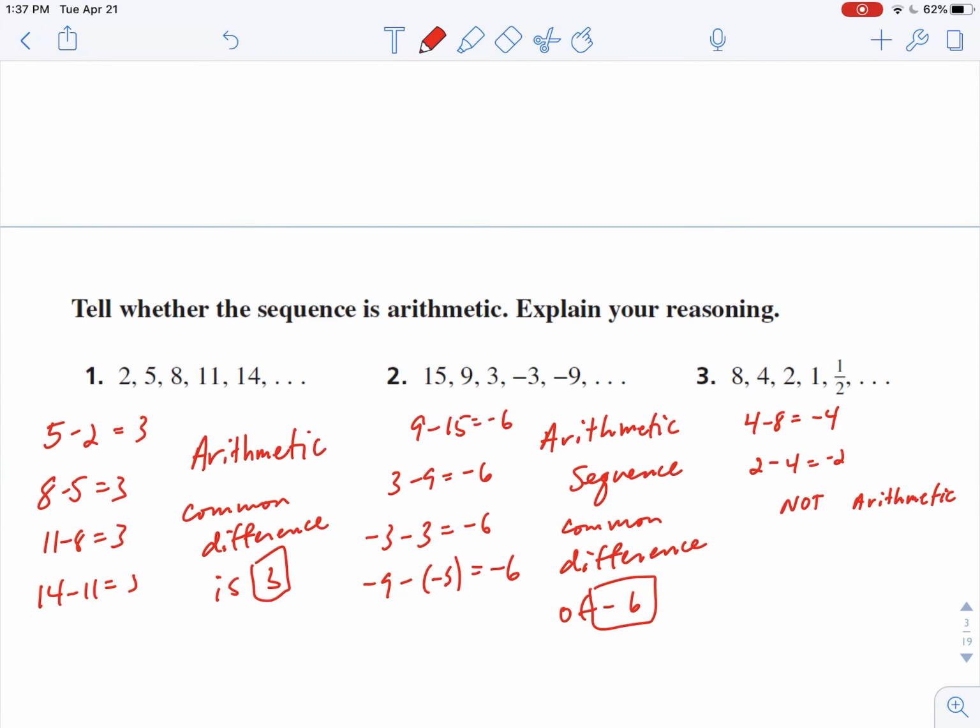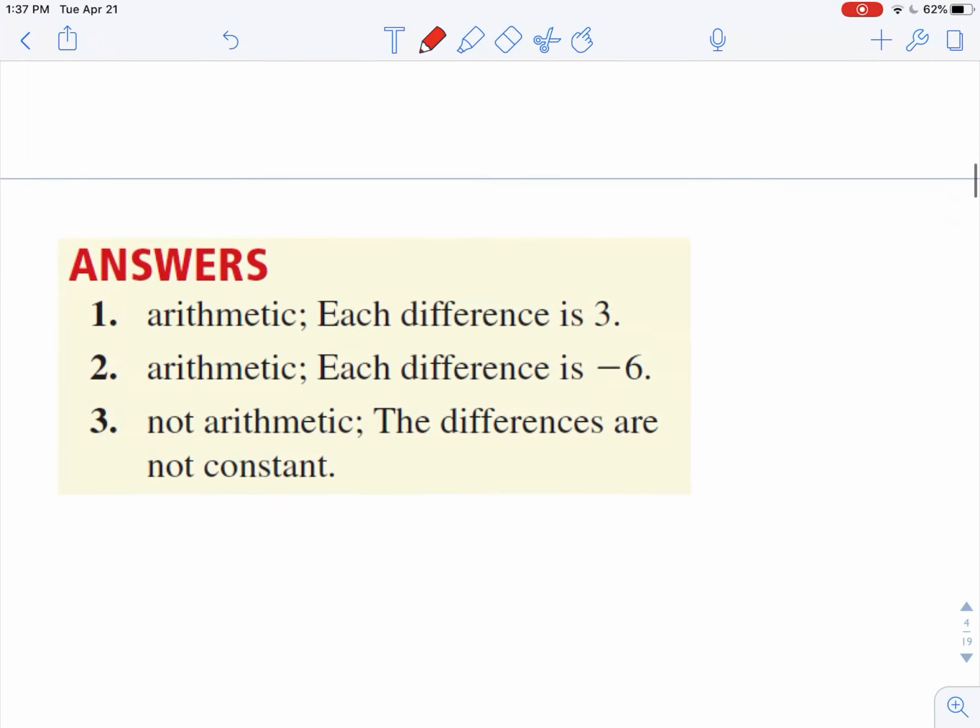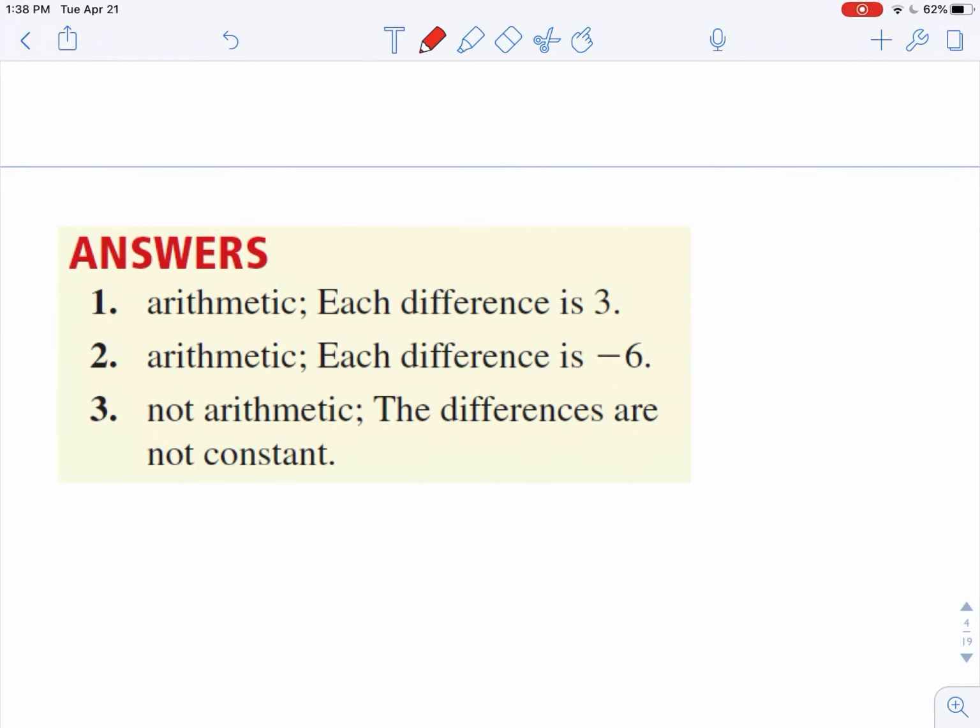Okay, all right, let's take a look then and see if we can do a different example. And here you can see the answers from above. Arithmetic, each difference is 3. Arithmetic, each difference is -6. And of course, they say it's not arithmetic because the differences are not constant. Okay, let's take a look at a different example now.